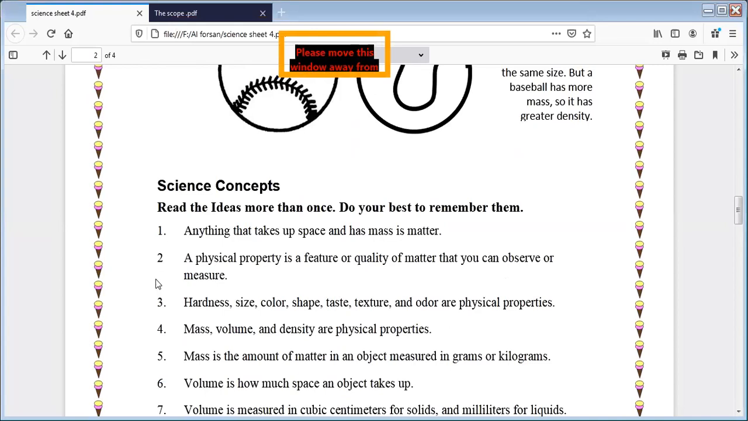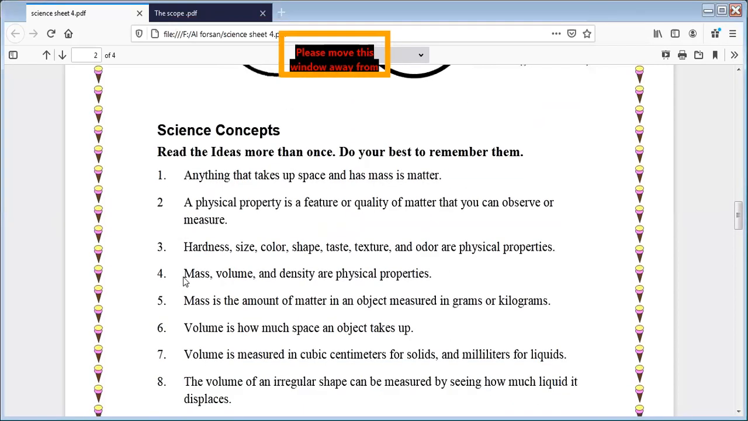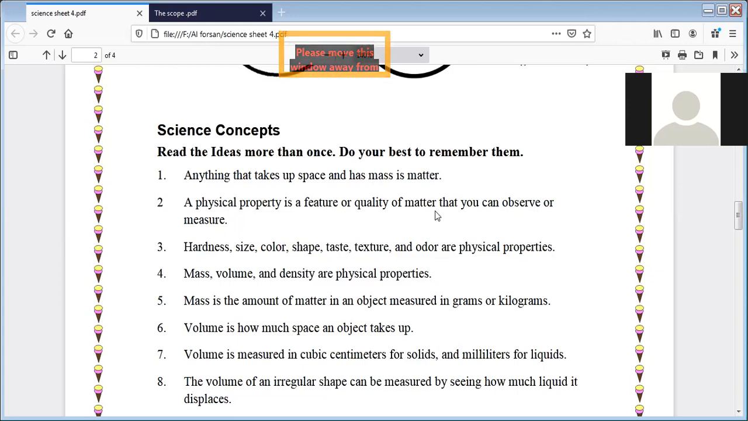Here are some concepts from this lesson. Read the ideas more than once. Do your best to remember them. Again and again, you have to use your pen. You have to write this sheet more than once. So the best way to revise the sheet is to read it besides writing. And if you need help, you can open YouTube or any other source to know more about any difficulty.